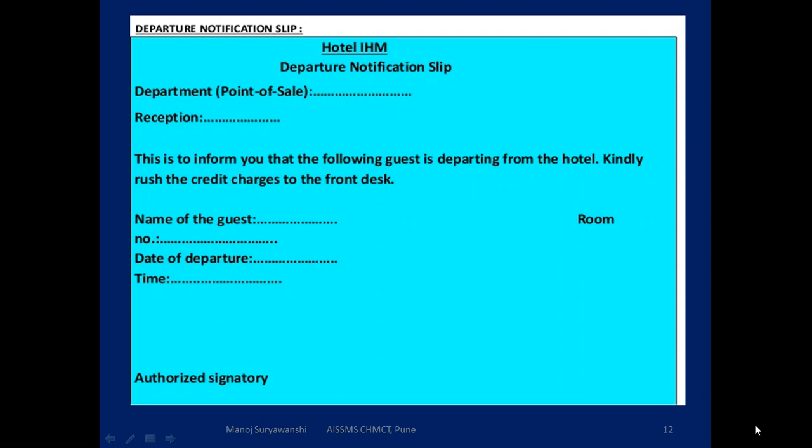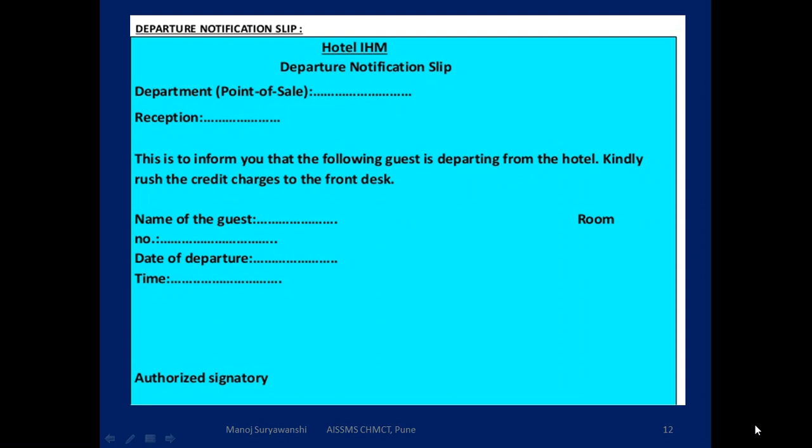Then reception. Then you can see this information has been given, that this is to inform you that the following guest is departing from the hotel. Kindly rush the credit charges to the front desk. So whenever the guest would like to go for departure, the departure notification slip should be sent to all the point of sale areas, and they will update the account of the respective guest, and they will send the credit charges to the front office through the internet, because it has been integrated to every point of sale area.